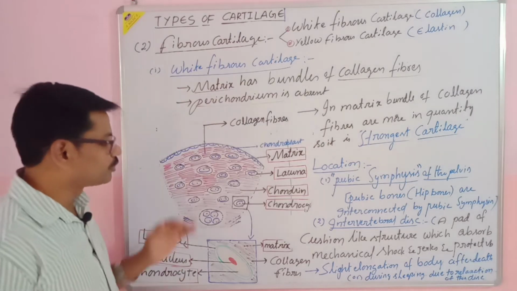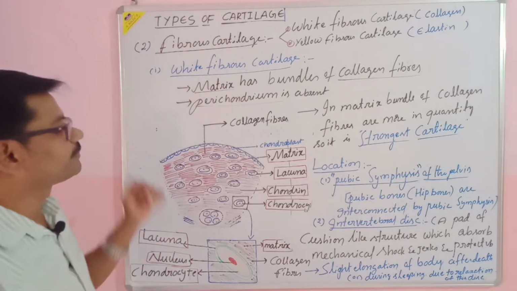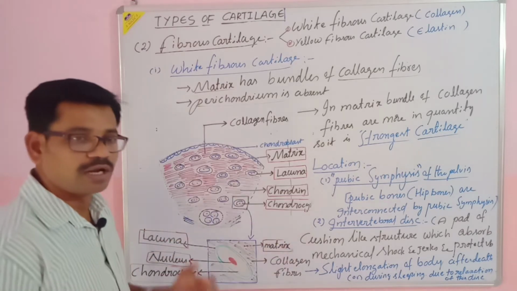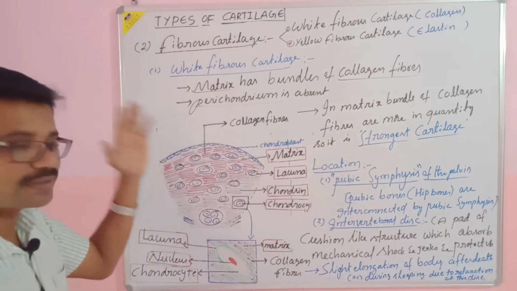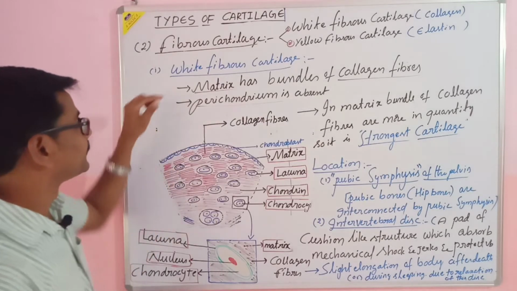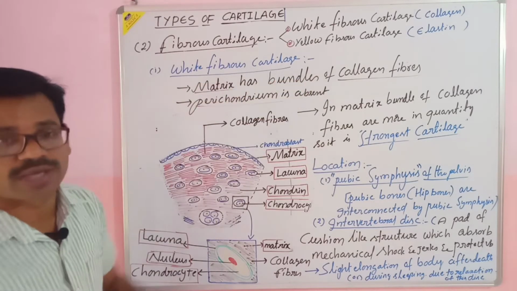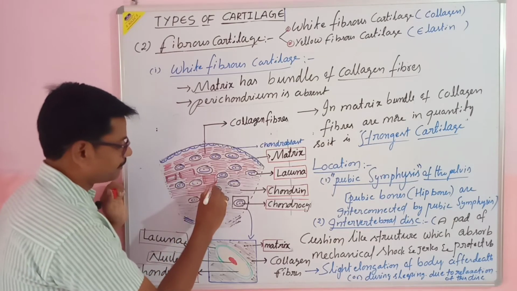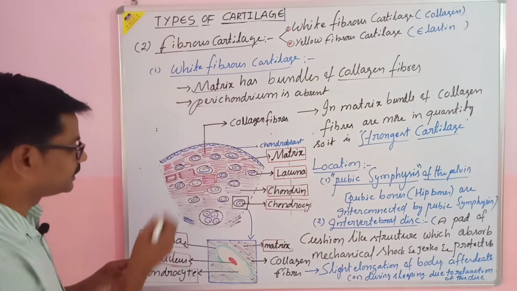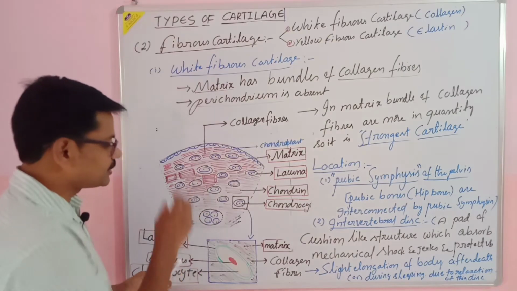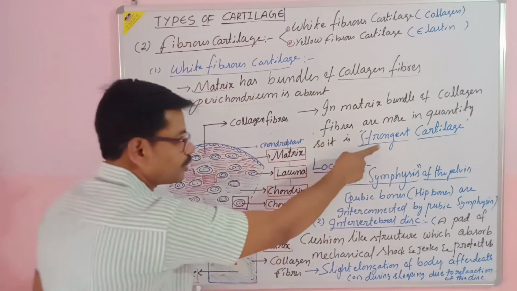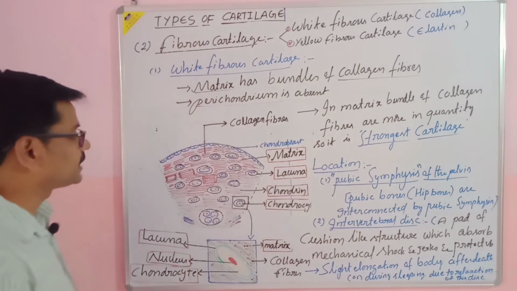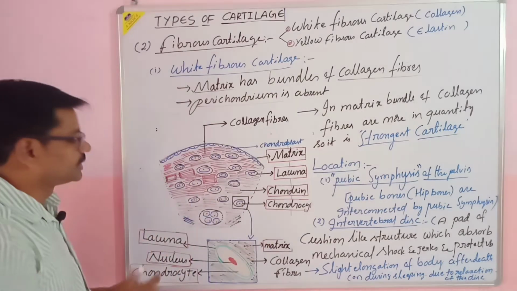When we learn about white fibrous cartilage, first we have to understand the concept, and later we see how to differentiate white fibrous cartilage from hyaline cartilage. The matrix has bundles of collagen fibers. Collagen fibers are arranged in bundle form, right? This is a significant character. Due to the presence of more bundles, it is the strongest cartilage in our body. The strongest cartilage in our body is the white fibrous cartilage.